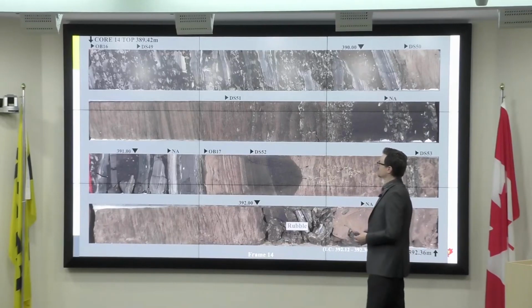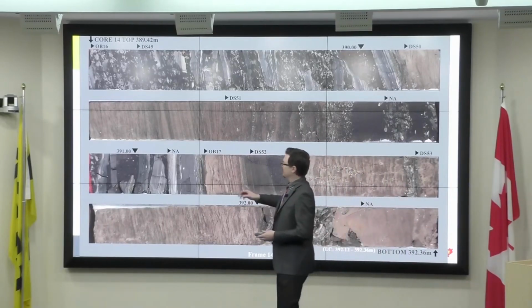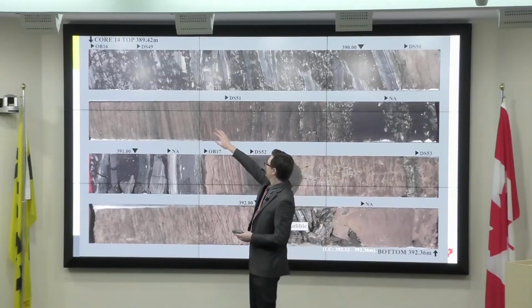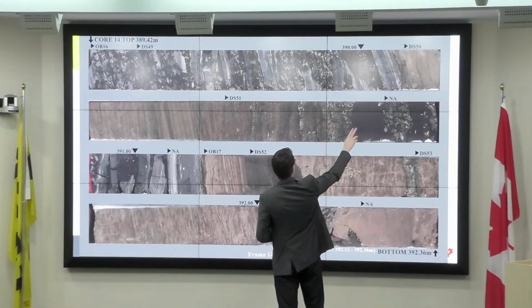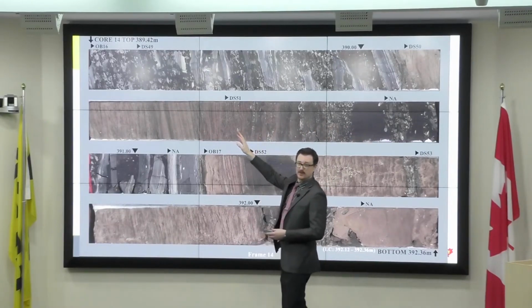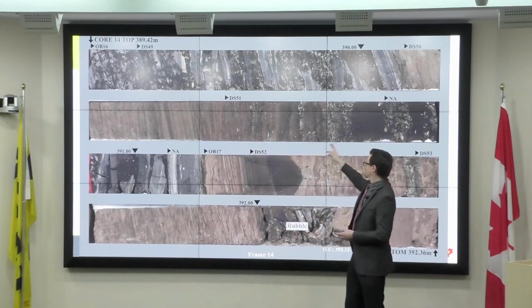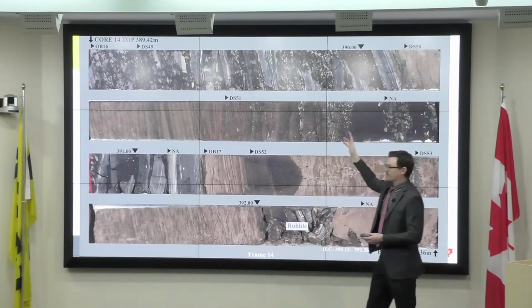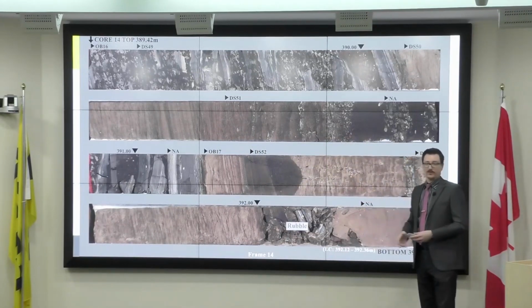In each of these frames, the core is going from the top at the upper left downward to the right within each of these tubes. These tubes are 75 centimeters long, and then down again into the next tube, and so on. So each one of these frames represents about 3 meters of core.